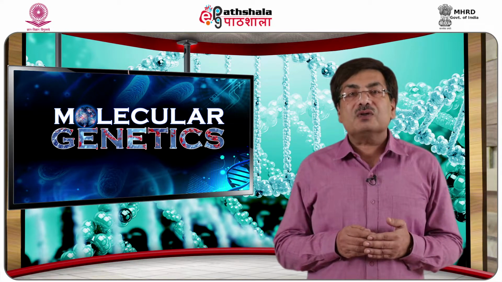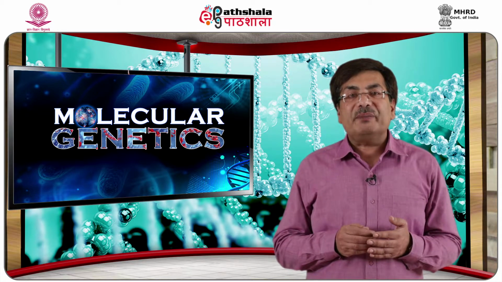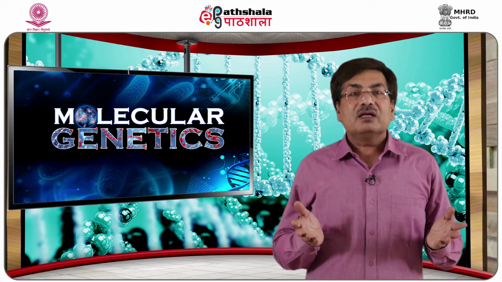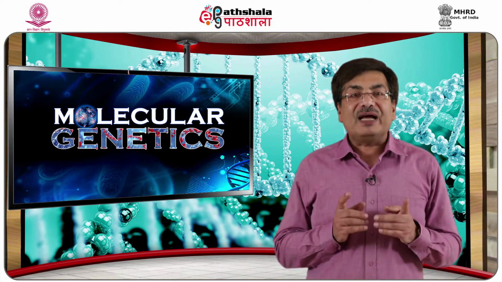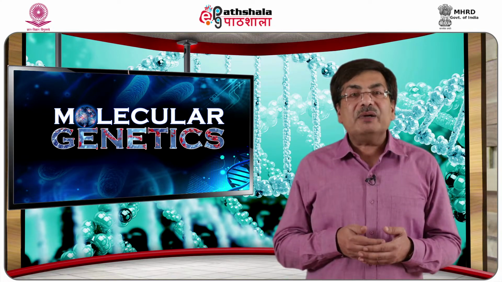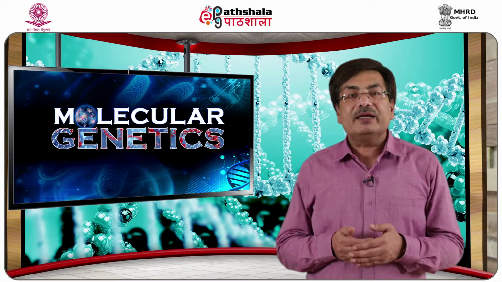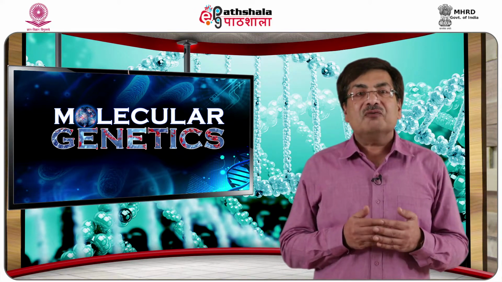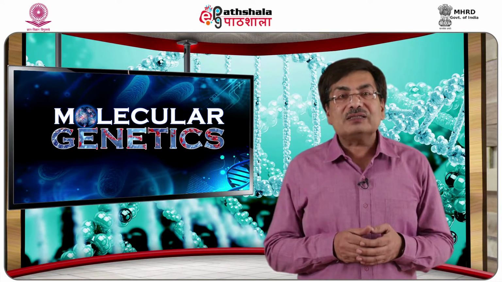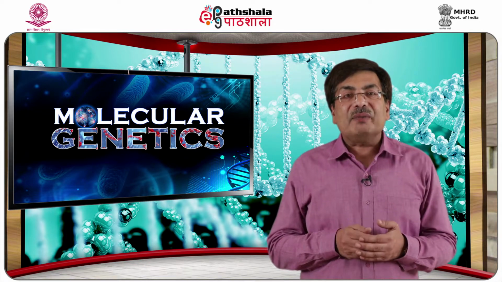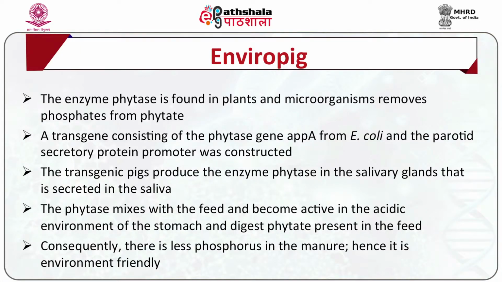The main food source for the pig is soybean meal, which has about 50% or more of its phosphate in the form of phytate. The pigs are unable to digest and utilize the phytate due to absence of the enzyme phytase. Therefore, they excrete large amount of phosphorus, which causes serious environmental problems. The enzyme phytase is found in plants and many microorganisms, which remove phosphates from phytate.